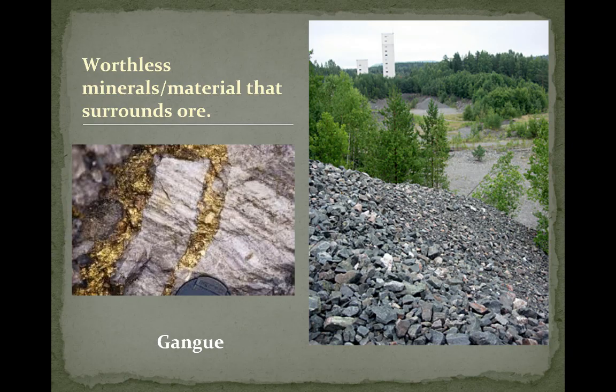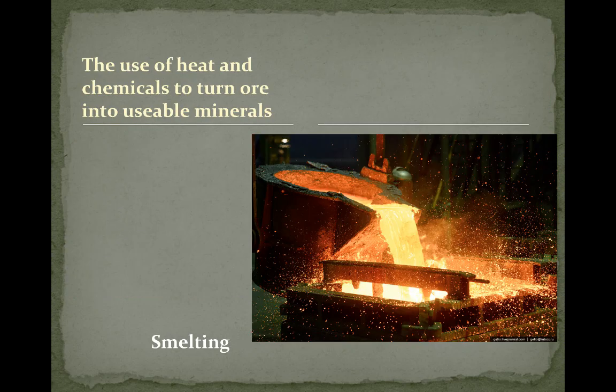So you can see the picture on the left. You see the gold veins in that rock. The gold is what we want, but unfortunately it's surrounded by a lot of gangue. So in the picture on the right, there's just the pile of that gangue. We got the gold out. Now we have these worthless materials left over.